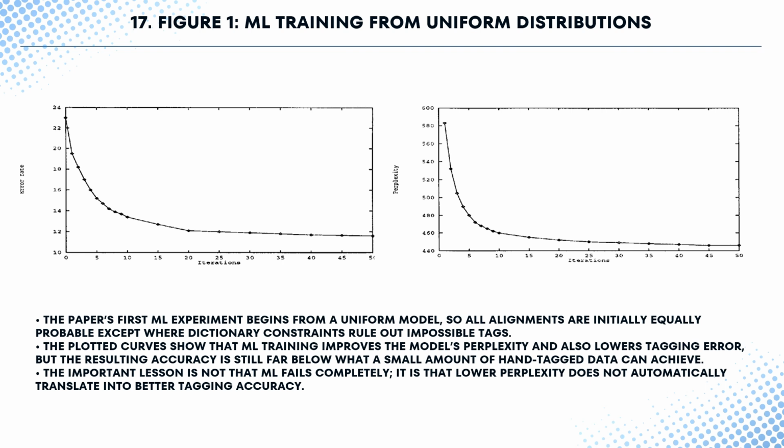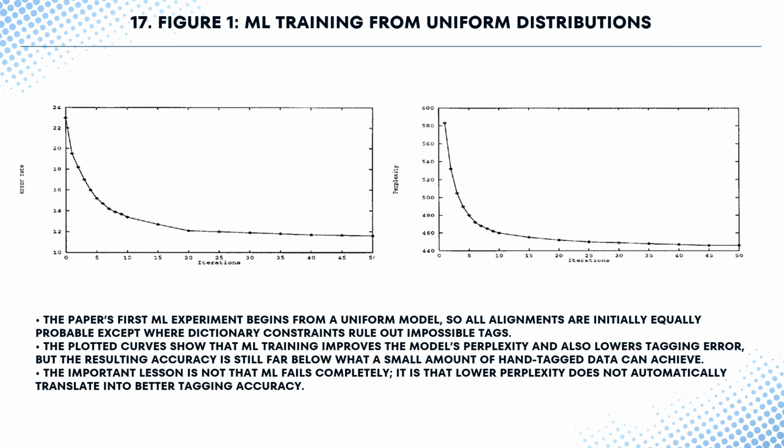Now we move to maximum likelihood training experiments. The initial setup is that we start from a uniform model, meaning all tag sequences are equally likely initially, except dictionary constraints still apply. We observe that ML training improves perplexity but also reduces tagging error initially.